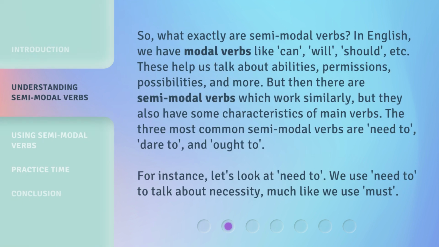So, what exactly are semi-modal verbs? In English, we have modal verbs like can, will, should, etc. These help us talk about abilities, permissions, possibilities, and more. But then there are semi-modal verbs which work similarly, but they also have some characteristics of main verbs. The three most common semi-modal verbs are need to, dare to, and ought to.